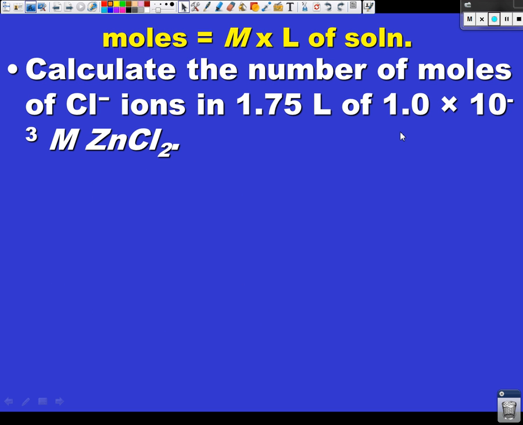Okay? So here's your first test. Calculate the number of moles. This is a tough one. Of chloride ions in a 1.57 liter. By the way, this frustrates me, it says 1.0 times 10 to the negative 3. You can scratch that 3 out and add it up there at the top. My apologies on that. So 1.0 times 10 to the negative 3. Zinc chloride.